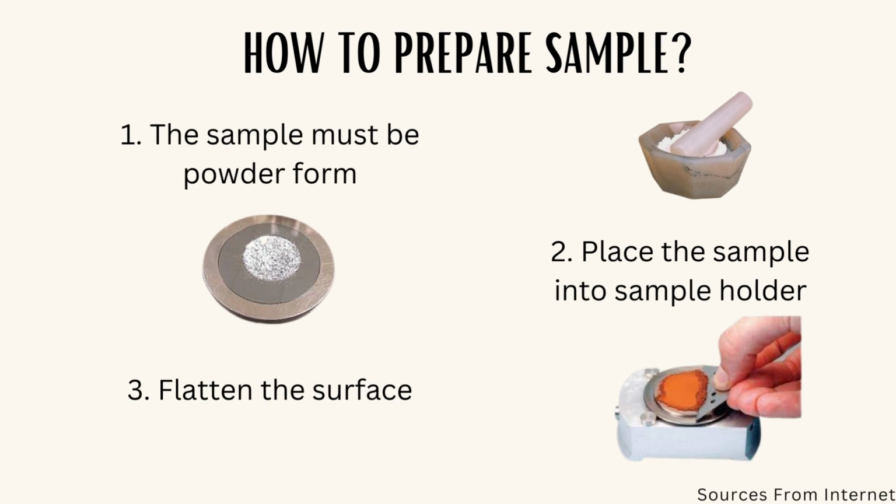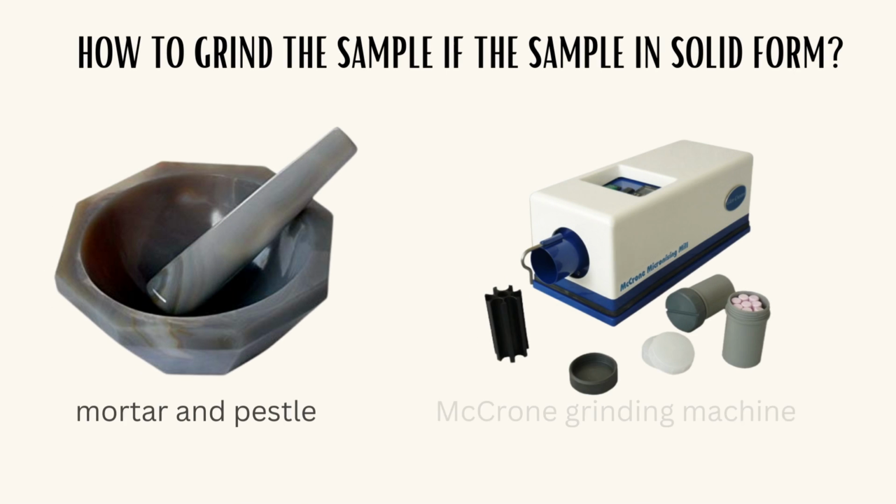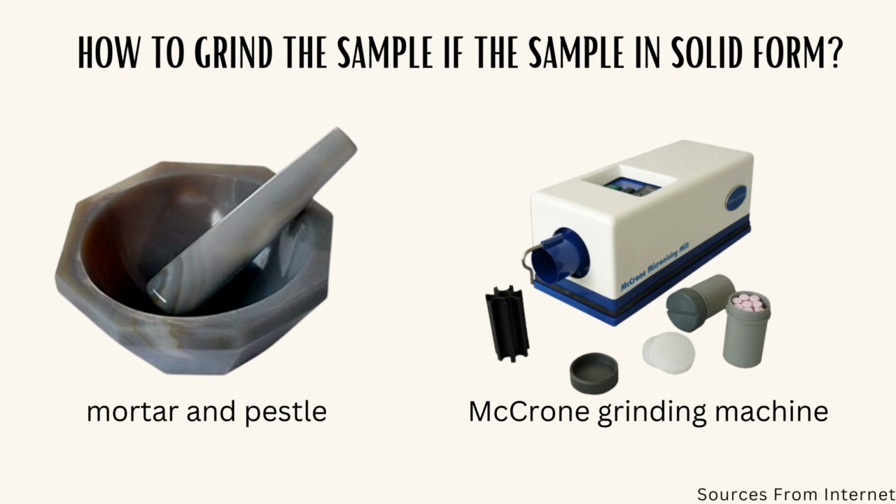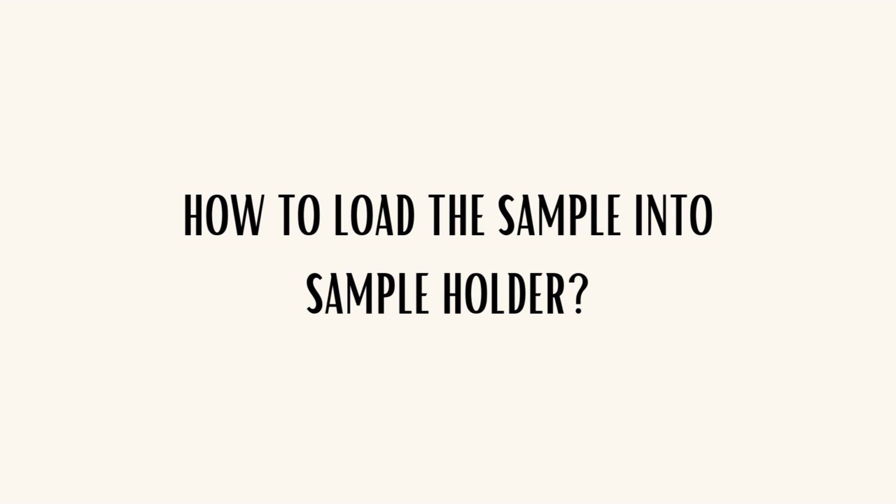How to prepare samples. The sample must be in powder form. Then, place the sample into a sample holder. Lastly, flatten the surface to achieve a random distribution of lattice orientation. How to grind the sample. If the sample is in solid form, the sample can be ground by using mortar and pestle or macrone grinding machine.